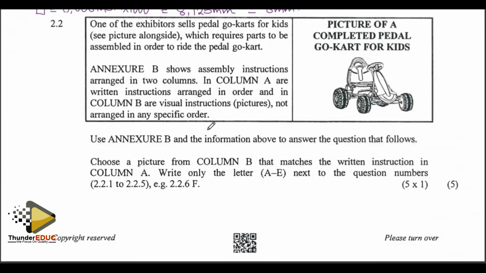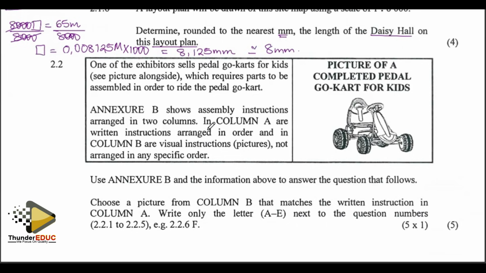Okay, question number 2.2. One of the exhibitors sells pedal go-karts for kids. See the picture alongside, which requires parts to be assembled in order to ride the pedal cart. Annexure B shows the assembly instructions aligned in two columns. Column A are written instructions arranged in order, and in column B are visual instructions, pictures, not arranged in any specific order. Use annexure B and the information above to answer the questions that follow. Choose a picture from column B that matches the written instruction in column A. Write only the letter next to the question numbers, for example 2.2.6 if it's F, so you write 2.2.6, then F.